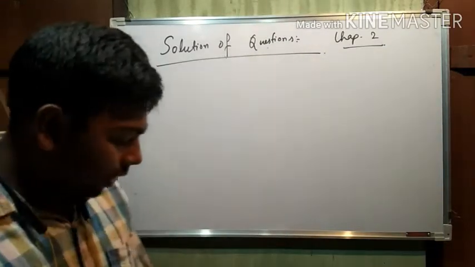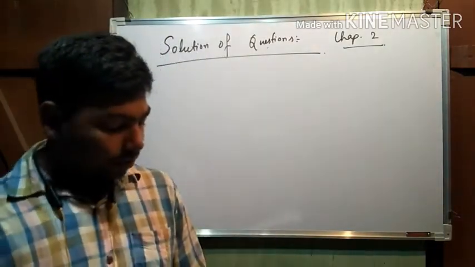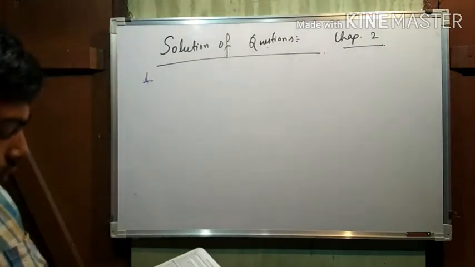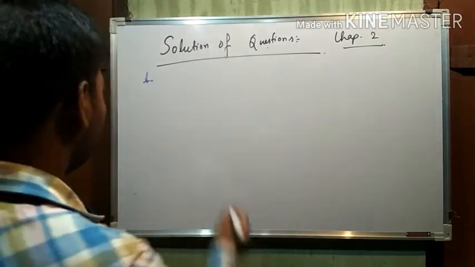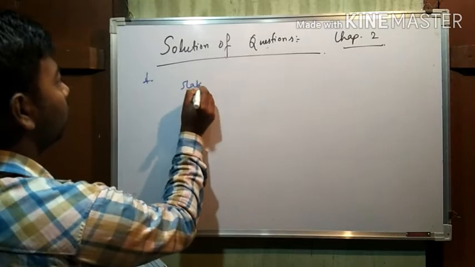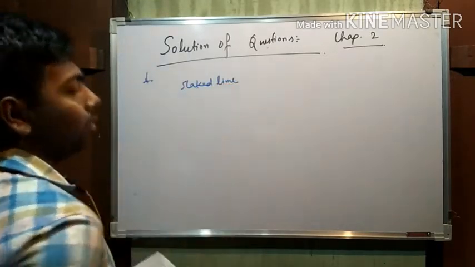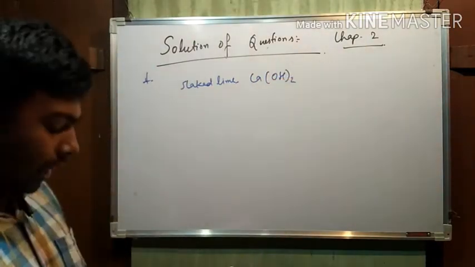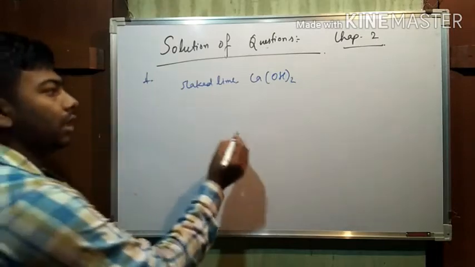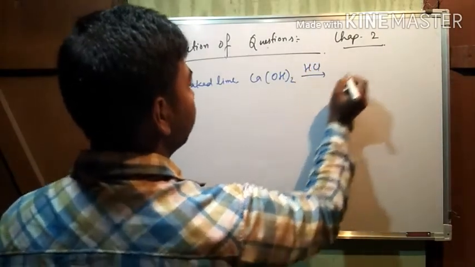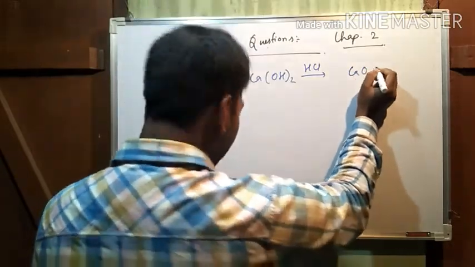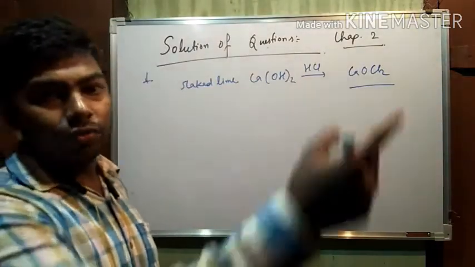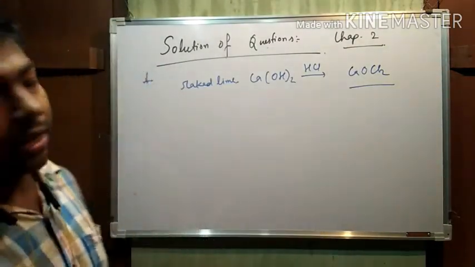Next question is, name the substance which on treatment with chlorine yields bleaching powder. The answer is slaked lime, which has the formula calcium hydroxide. How? When slaked lime reacts with chlorine, it produces CaOCl2, which is bleaching powder, and H2O.